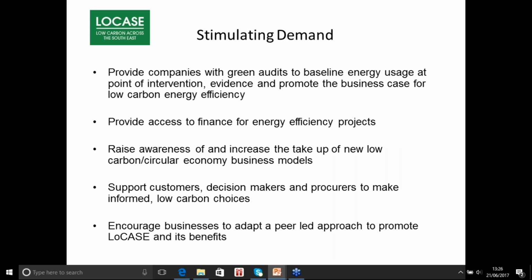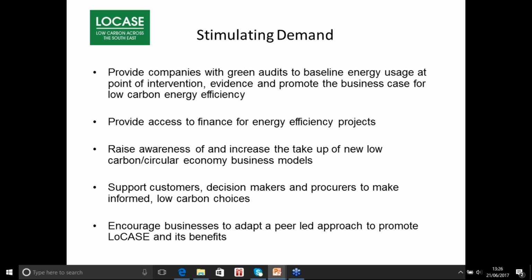So in terms of how the project works, what we're looking at doing is stimulating demand for energy efficiency and then supporting supply. So the first bit is stimulating demand. And what we do on this side of the project is we will go into a business and conduct an assessment or audit for that business. We'll have a look at your energy bills, we'll have a look at the equipment that you've got, your lighting, your heating, anything that uses energy, and do an assessment for you.